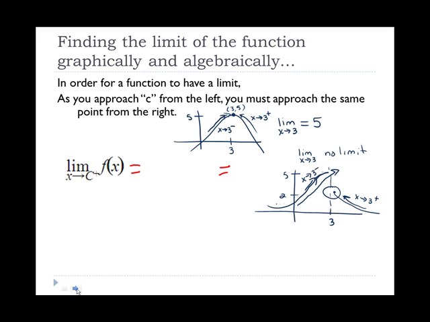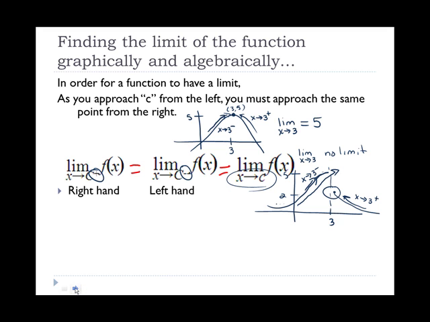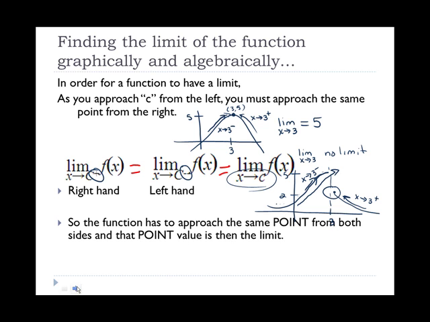So in order to have a limit, as I said, the limit from the right, so that plus sign means from the right, and the limit from the left have to equal each other, and that gives you the actual limit. Then you have a limit as you approach that number. So you have to approach it from both sides. One is called the right-hand limit when you come from the right, and one is called the left-hand limit.